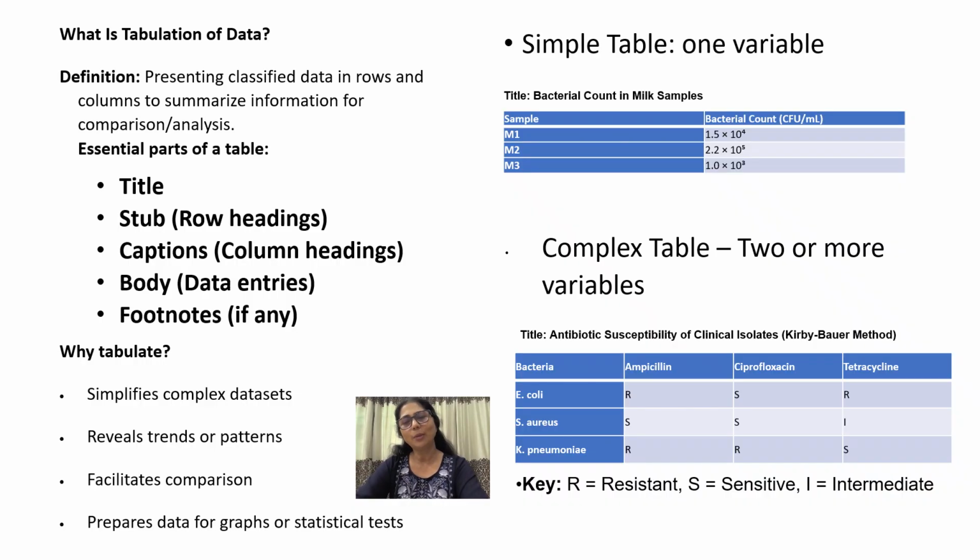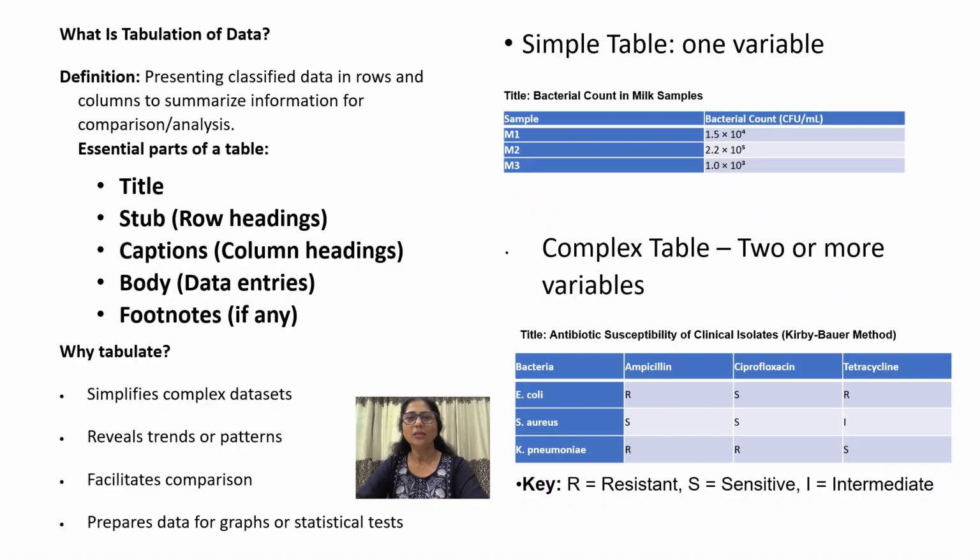So why do we want to tabulate the data? Because we want to simplify the complex data set and see what the trend of that data is, how we are going to depict the data. After tabulation, we can easily compare the data, make different types of graphs, or do any statistical interpretation and apply various statistical tools. So for that, we are going to make a table.